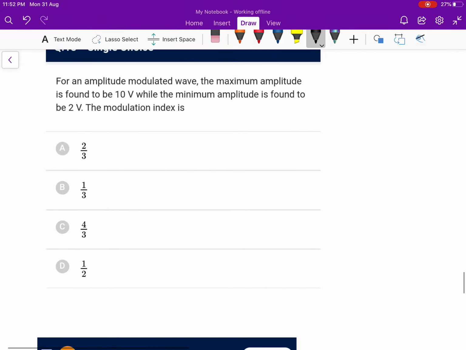For an AM wave, the maximum amplitude is found to be 10 while the minimum is 2. That means in the final wave, the modulation index, what we can say, is Vmax minus Vmin over Vmax plus Vmin, that is 10 minus 2 over 10 plus 2, that will come out as 8 by 12. You can go for 2 by 3, option A.